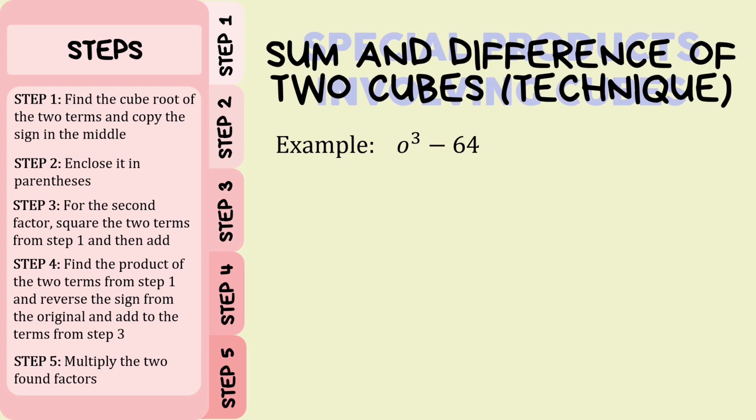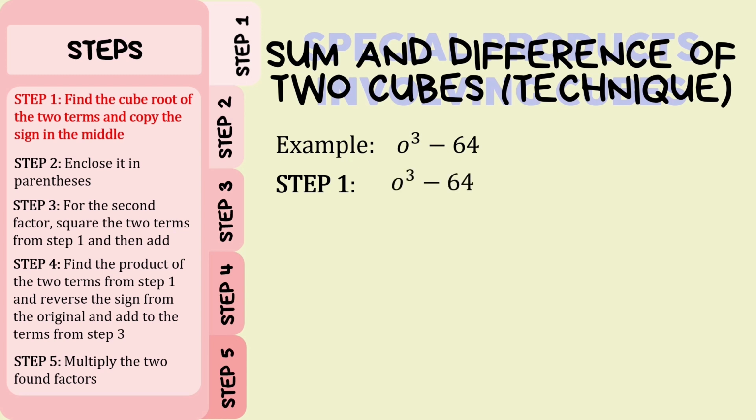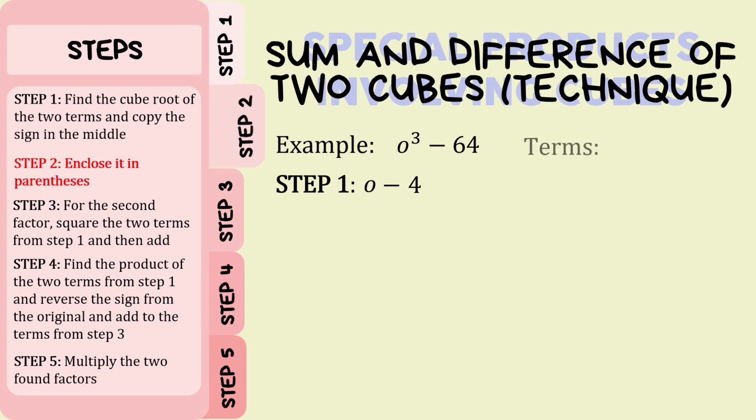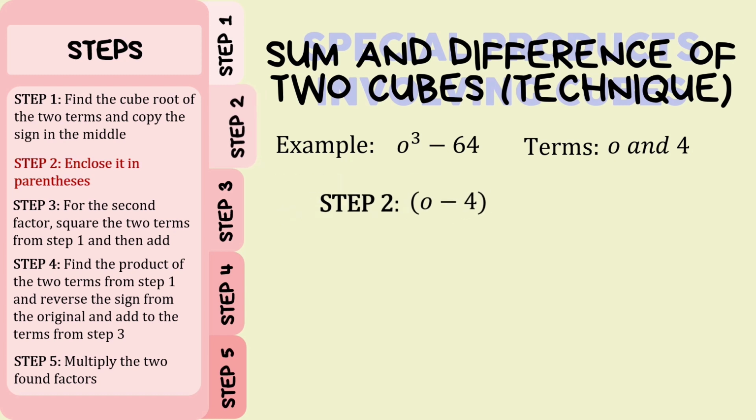The very first step is to extract the cube root of the two terms and copy the sign in the middle. We have o cubed and 64, and if we extract the cube root of both, we would have o minus 4, since minus was the original sign. By extracting the cube roots, we would be made aware of what the original terms are. Those are o and 4, so let's take note of that. The next step is to just enclose it in parentheses to signify that this is a factor. You can incorporate this with step 1 to make the process easier as well.